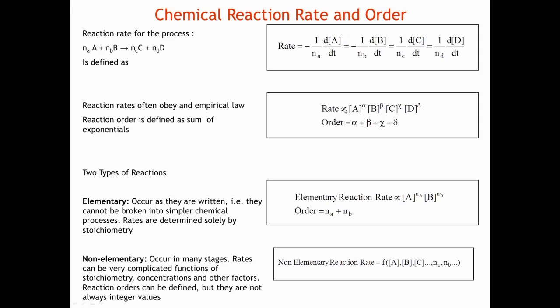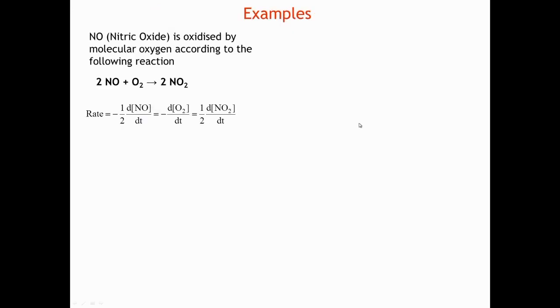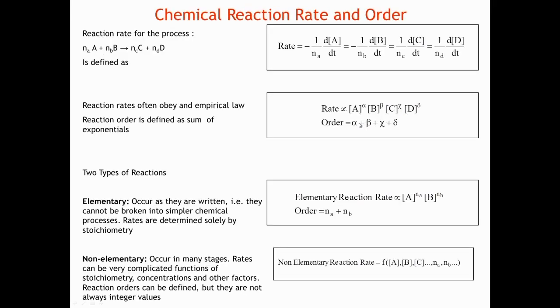So if the rate is proportional to A, B squared, C cubed, D to the fourth, what is the overall order of reaction? 1 plus 2 plus 3 plus 4. Okay? If that's true. It's almost never true. That was just a crazy example. But the order of reaction is the sum of the powers to which the concentrations need to be raised.